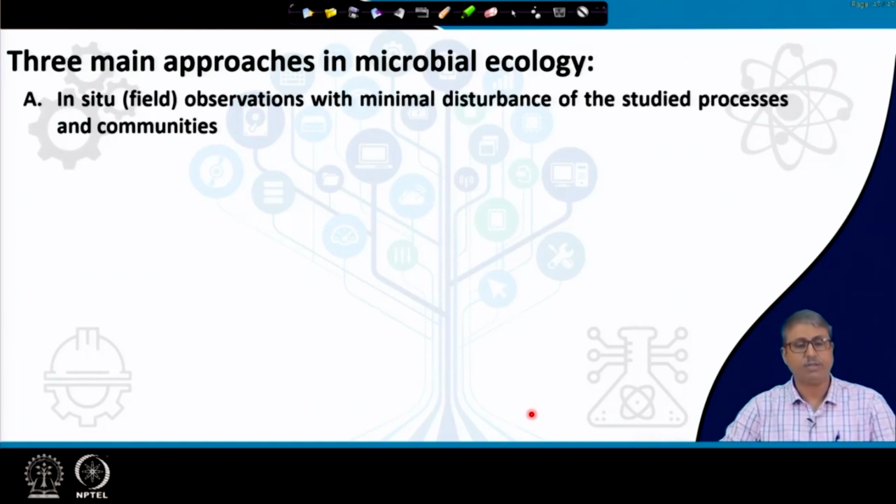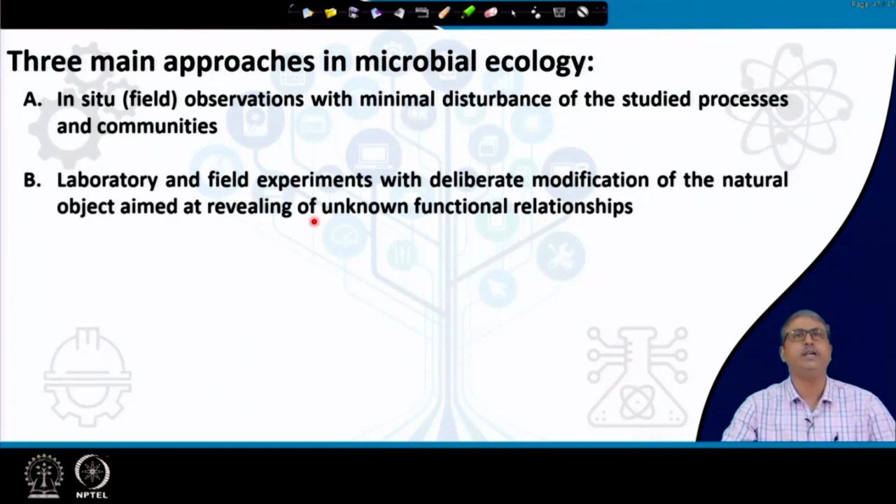First is the in situ or field observation. Field observations mean we can go to a contaminated site, or a lake or a river, or a site where some kind of environmental biotechnology process is going to take place or is possibly working naturally. So we need to observe considering the in situ conditions, with minimal disturbance to the studied processes and communities. So we need to implement strategies that will provide us information which is in situ.